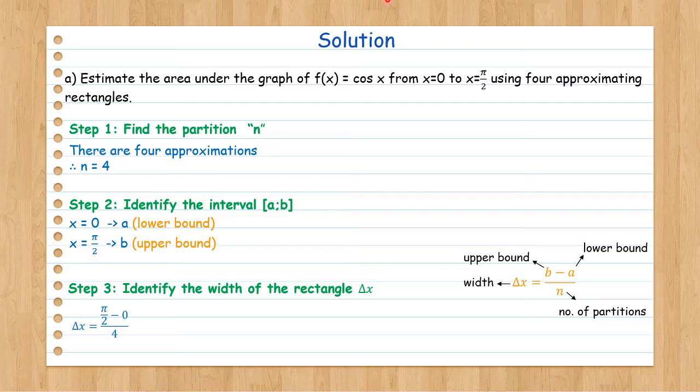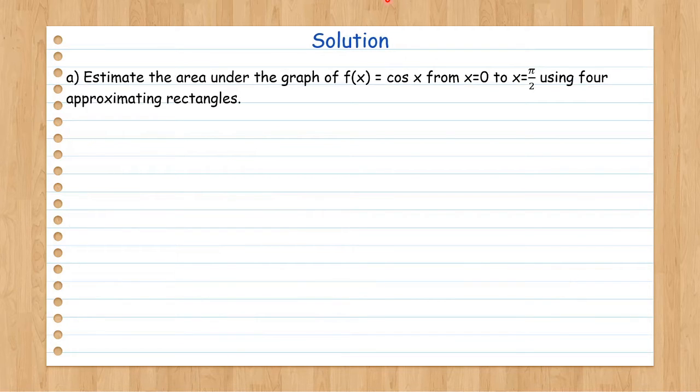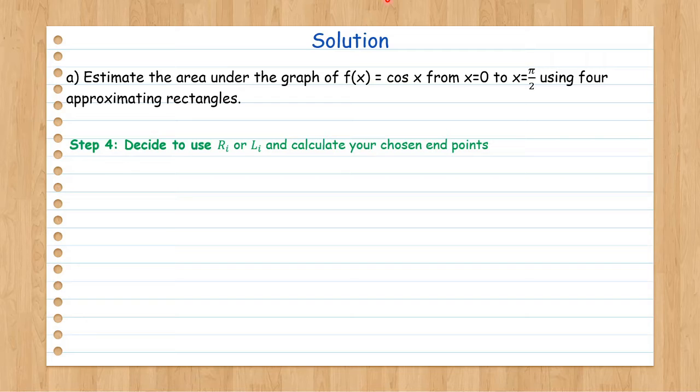Change in x in this case is equal to (pi over 2 minus 0) divided by 4, and that is equal to pi over 2 multiplied by a quarter, and therefore change in x is equal to pi over 8. Right, now for step 4. Decide to use right endpoints or left endpoints and then calculate your chosen endpoints. So I'm going to go with right endpoints.